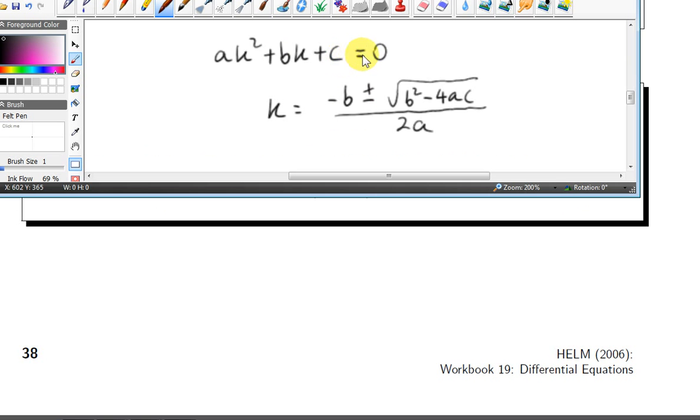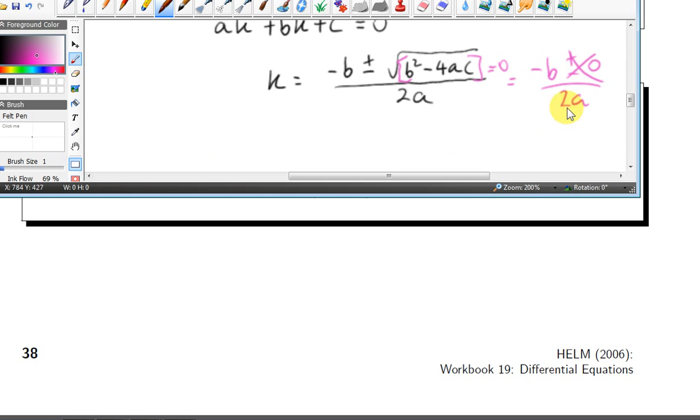So as a reminder, here's the auxiliary equation. a, b and c are the constant coefficients of the differential equation, and if b squared minus 4ac is 0, then we have minus b plus or minus 0 divided by 2a. We're only going to get one solution, because whether we take plus 0 or minus 0, we just have one solution, and the solution is given by minus b over 2a.